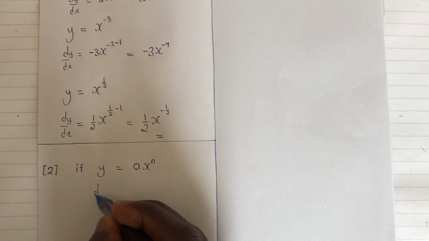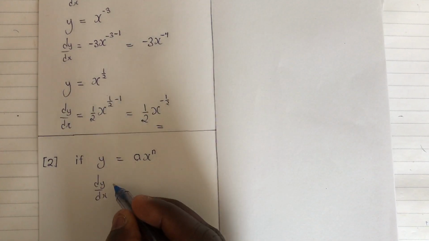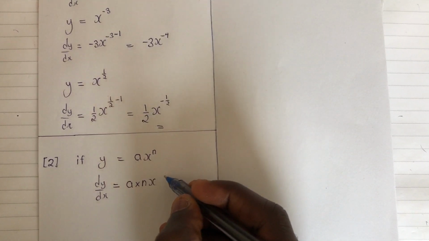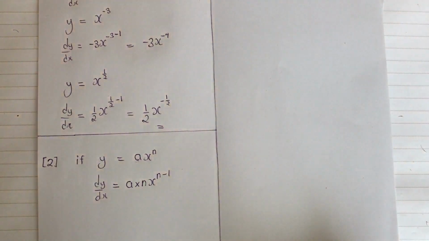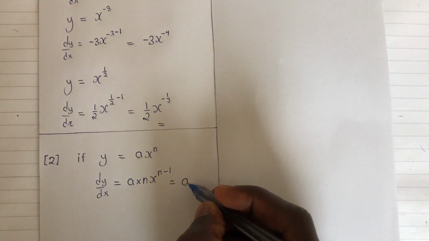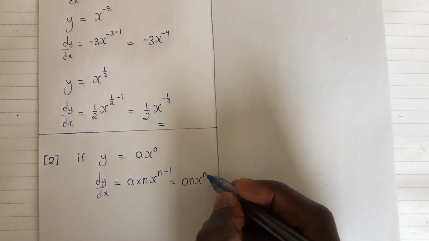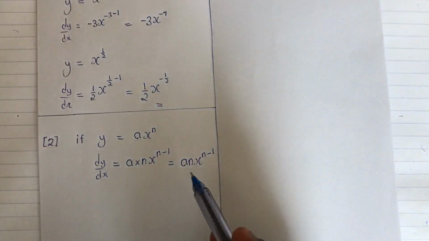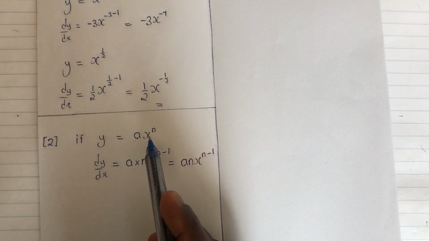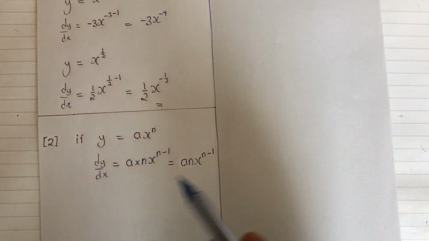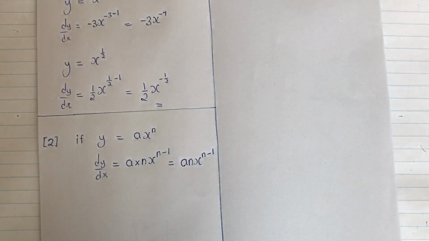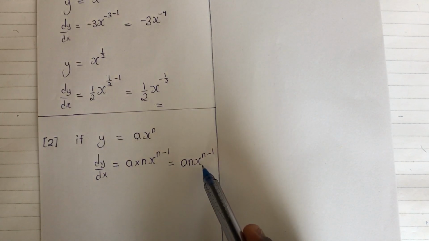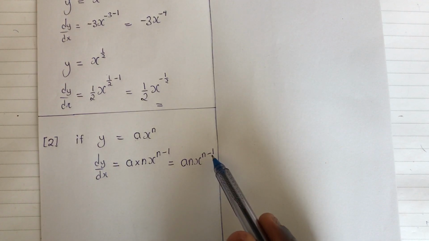So here we have dy/dx is going to give us a times n x raised to the power n minus 1. So this is still giving us a n x raised to the power n minus 1, and that will be your final result. I repeat, the a that you see here is the coefficient of x. It doesn't matter. It can be a value which is positive or negative. So just use n, the value you have at the exponent, to multiply it, and reduce the power of n by 1.